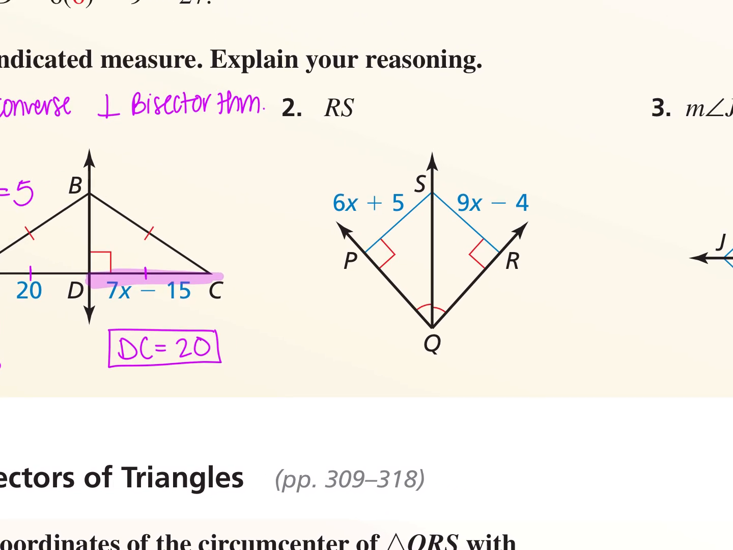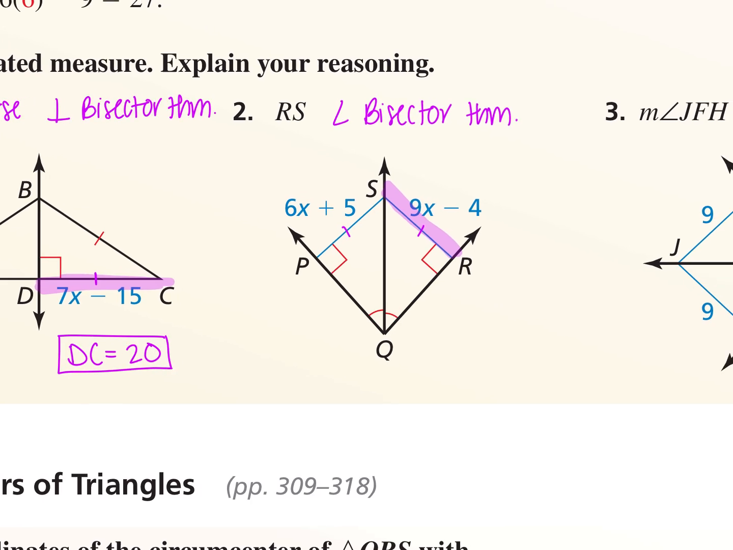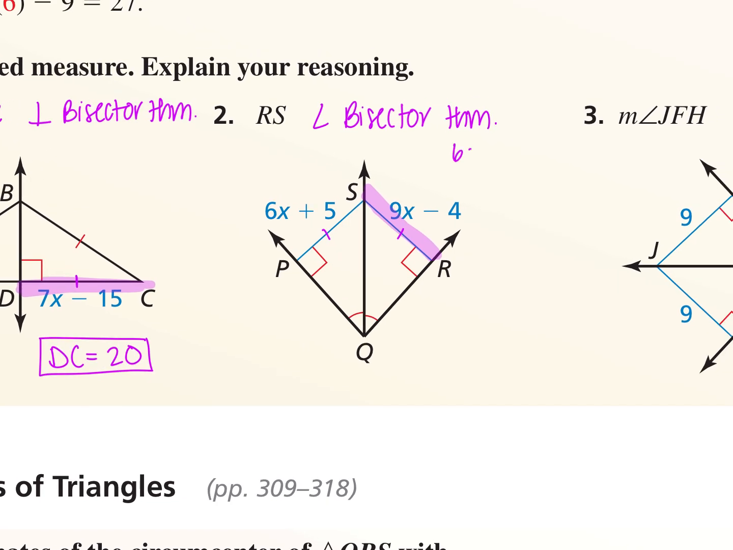All right, looking at number 2. This one I have an angle bisector, and that's telling me that these segments are going to be congruent. So for this one, I used the angle bisector theorem. What are they asking me for? They're asking me for RS or SR, this segment right here. Because they're congruent, I'm going to set them equal to each other. I'm going to have 6x plus 5 equals 9x minus 4.